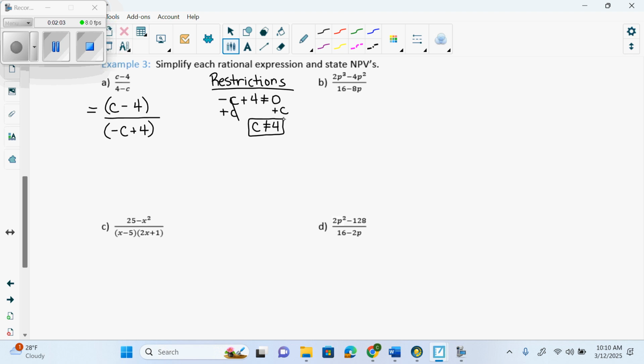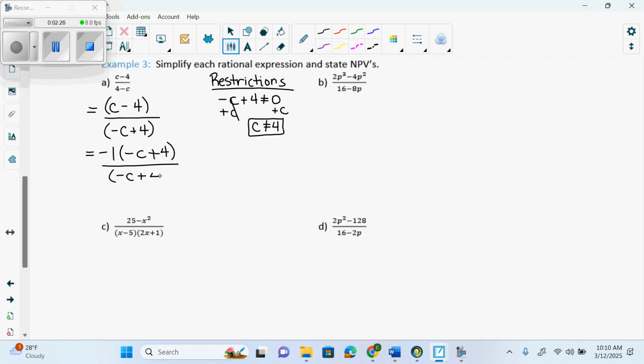So what I could do is in the numerator, if I wanted to, or the denominator, I can take a negative 1 out. I'm going to do it to the numerator just to prove a point because a lot of people want to do it to the denominator. So if I take a negative 1 out of my numerator, c divided by negative 1 is negative c. Negative 4 divided by negative 1 is positive 4.